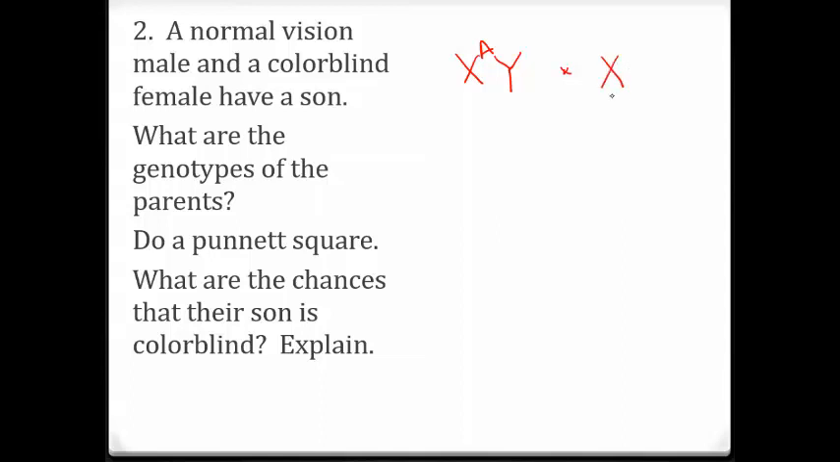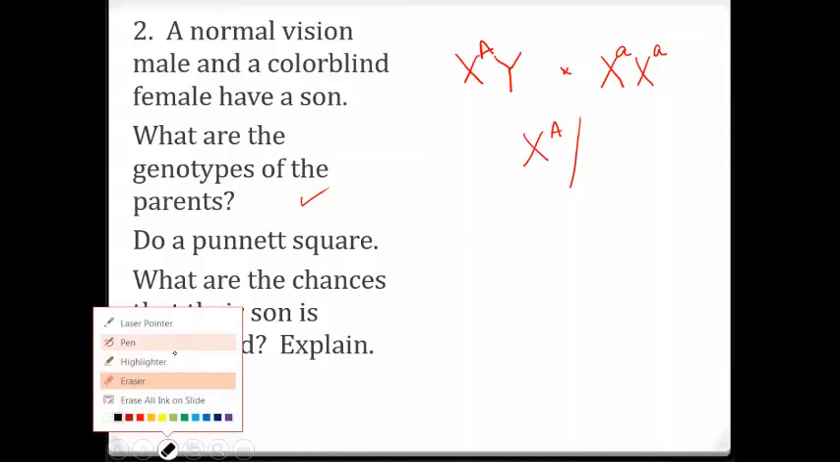Colorblind female. So females, we know we need to have an X with an X. And colorblindness means that she had to have 2 little a's. A big A would have made her non-colorblind. So we know she has to have 2 recessives in order to get that. So we have the genotypes of our parents. Go ahead and fill out your Punnett square and do that if you haven't already.